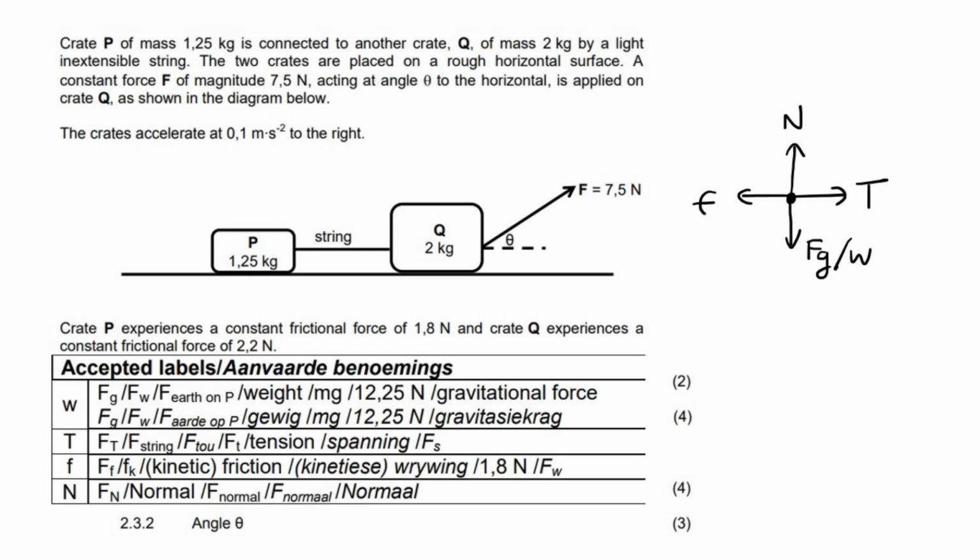Okay, that's an Afrikaans one. FT. There's Afrikaans here, I see. FF, FK, FN, normal, F normal, or there's F normal. So you see there's a lot of different ones that you can use, okay? So there's not a one size fits all for these. And this is from the official memo.